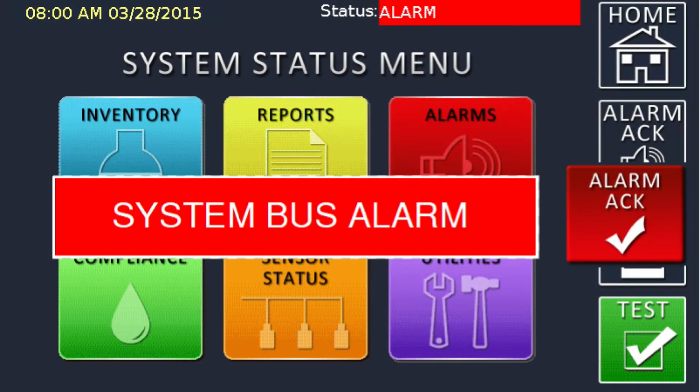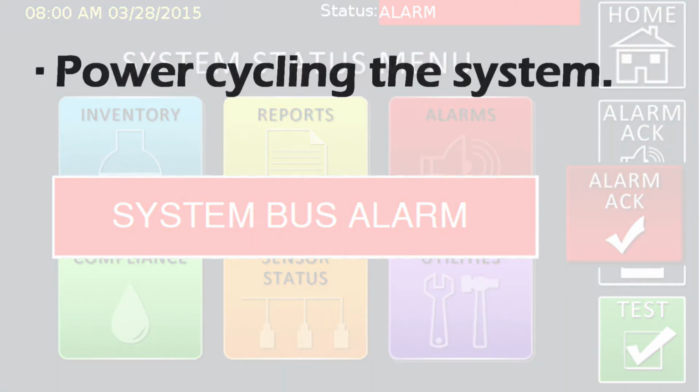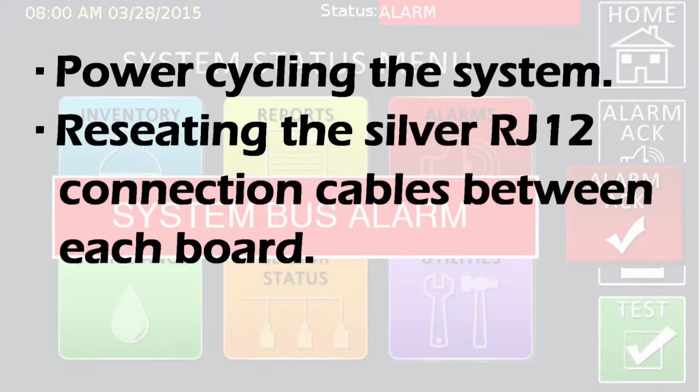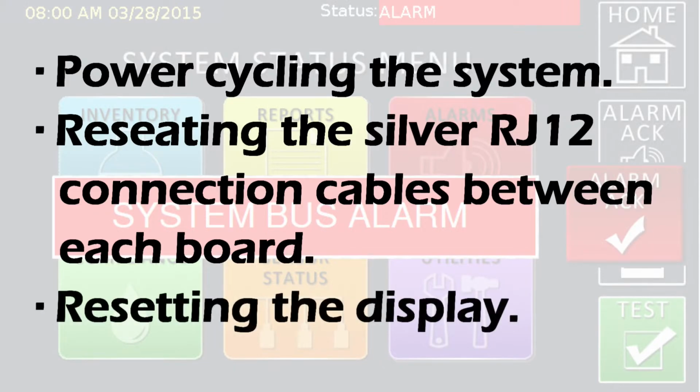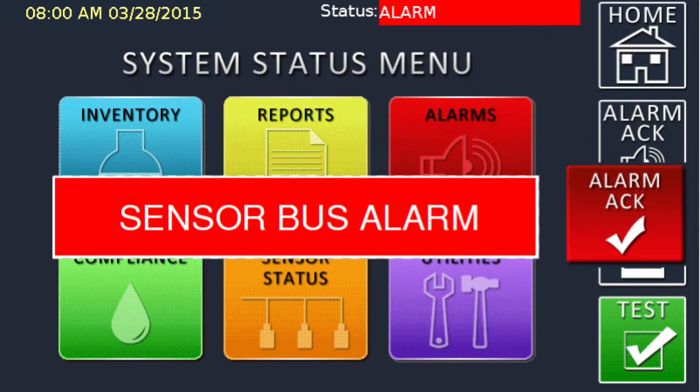A system bus alarm indicates that the MCU lost connection with the other internal boards of the system. Common troubleshooting items include power cycling the system, reseating the silver RJ12 connection cables between each board, and resetting the display. A sensor bus alarm is where all the sensors programmed on the unit lose communication to the controller due to a short circuit. Additionally, all the installed sensors will also create a sensor no reply alarm.